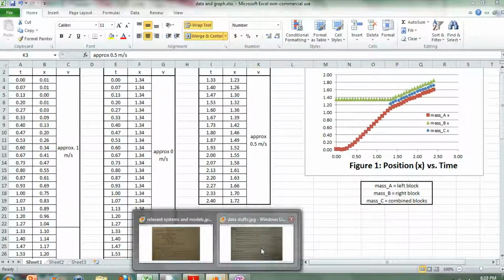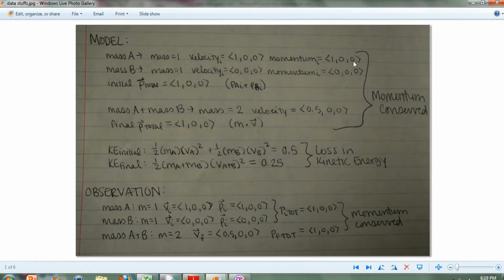If you look at how all of these calculations go, the initial momentum of the total system was 1 in the x hat direction, and the final was also 1, even though the masses were different and the velocities were different. So momentum was conserved, which fits perfectly the data we saw in the model to a T. That was the model up there, but you see down here under observation, the same thing happened. And it's the same numbers, so you can see with the calculation of the kinetic energy, there was a loss in kinetic energy of 0.25.